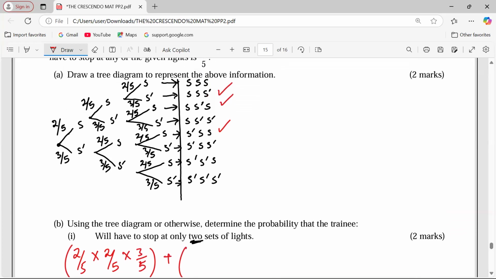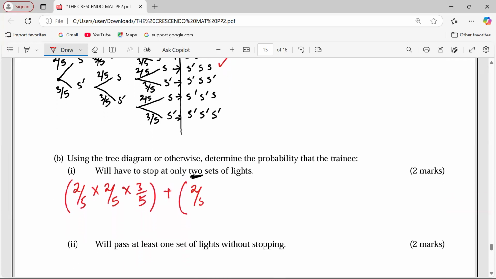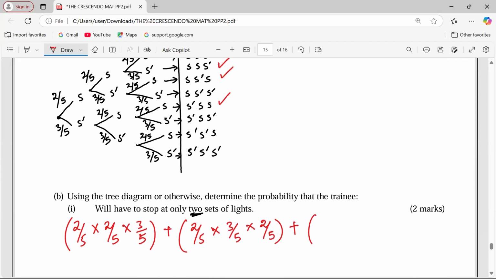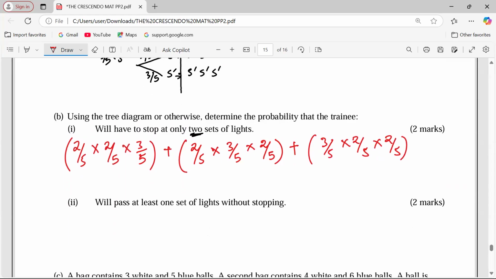Or the second case: stopping, not stopping, then stopping again. So that is stopping twice. Or we can have not stopping, then stops in the other two. That way. So this is the probability. One is the probability, and we can work it out.